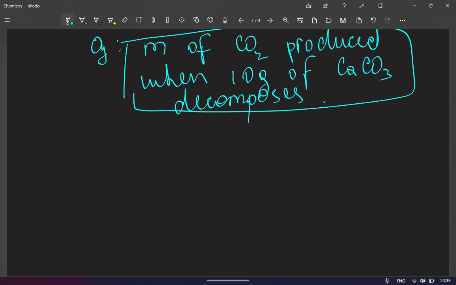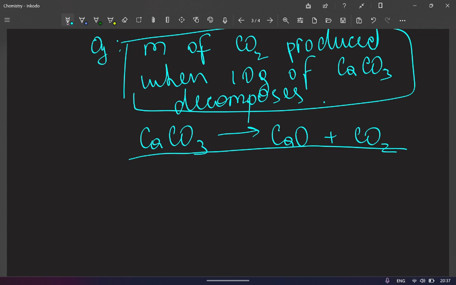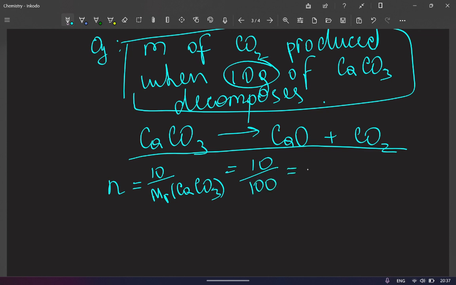That's our question. And what is going to be the solution? First of all, the most important thing is to write the equation, and it's going to look like this. We don't need to put any numbers since it's already balanced. And now the first thing is we need to find the number of moles of calcium carbonate. So we know that it's 10 grams, so 10 we divide by the molar mass of calcium carbonate, which is 100. So we have 0.1 moles of calcium carbonate.